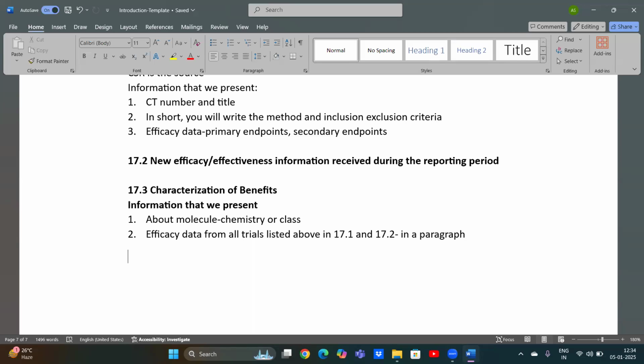That is why, if they ask whether you write this section or know about it, you will say that you are working for an innovator company. There is no need to mention explicitly that you work for an innovator company. If you say these sections are written by the medical affairs team, they will understand that you are working for innovator companies. Okay.